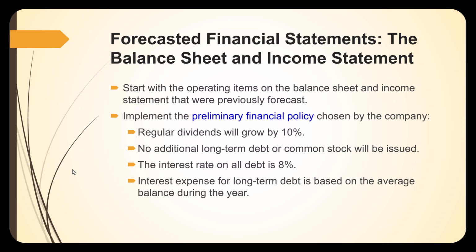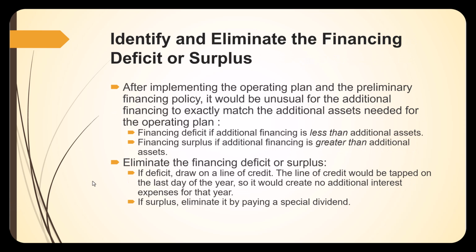Now, we could try to say, well, maybe we can reduce the liability, which might reduce some of the interest expense. But in general, let's just say, given where we're at right now, how are we going to finance what we currently have? If we assume 10% regular dividends, no debt, no common stock going to be used, interest rate still 8%. Again, it's based on the average interest.